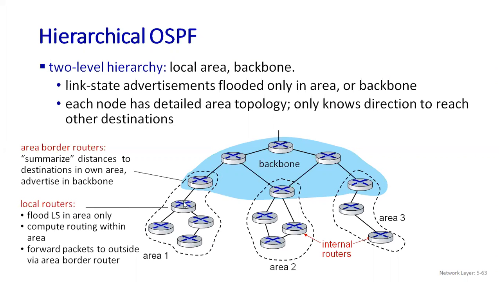And what the local routers will do is flood all the link states within this area itself. They cannot forward to any other networks because they are within the local area networks. They can compute all the routing and forwarding tables within this area itself. They cannot forward the packets outside of the area, because this is inside area 1, within a local area network.